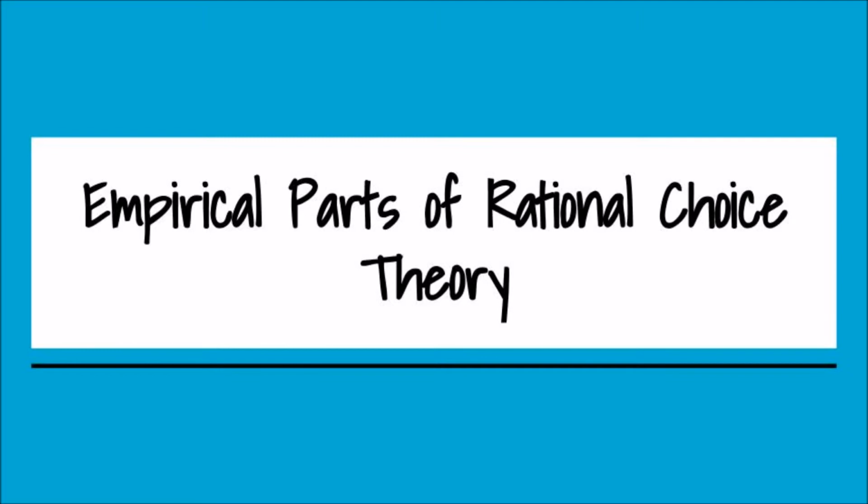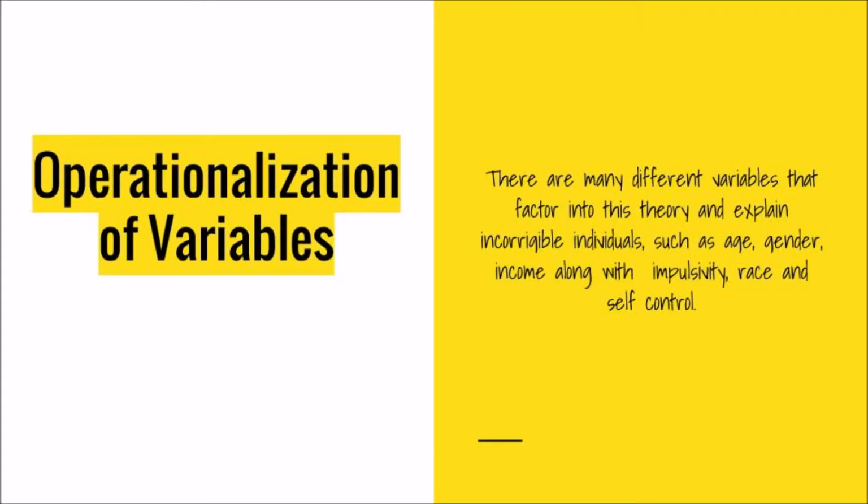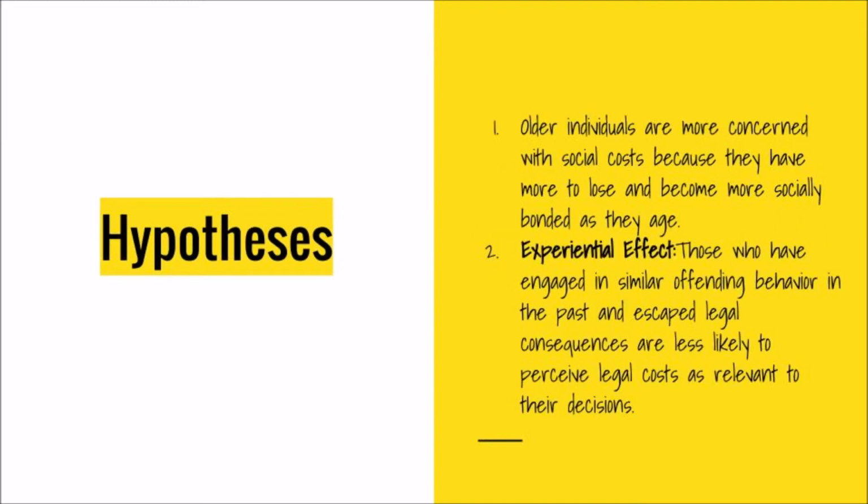Now on to the empirical part of rational choice theory. When talking about this theory, we must take into consideration the variables that factor into rational choice. Such factors that impacted the individuals in this study include age, race, gender, and income, as well as impulsivity and personal self-control. There are four hypotheses associated with rational choice theory in this study, and I'll present two of them.